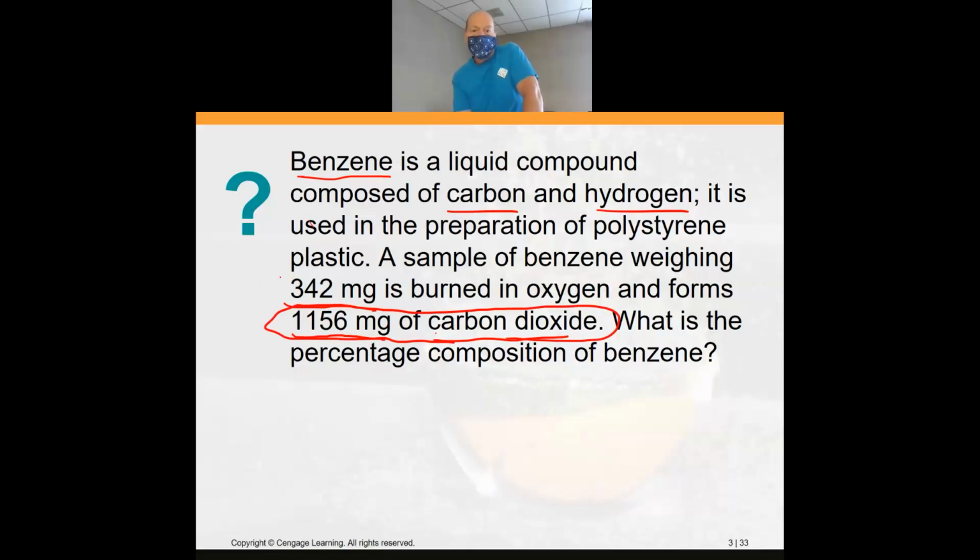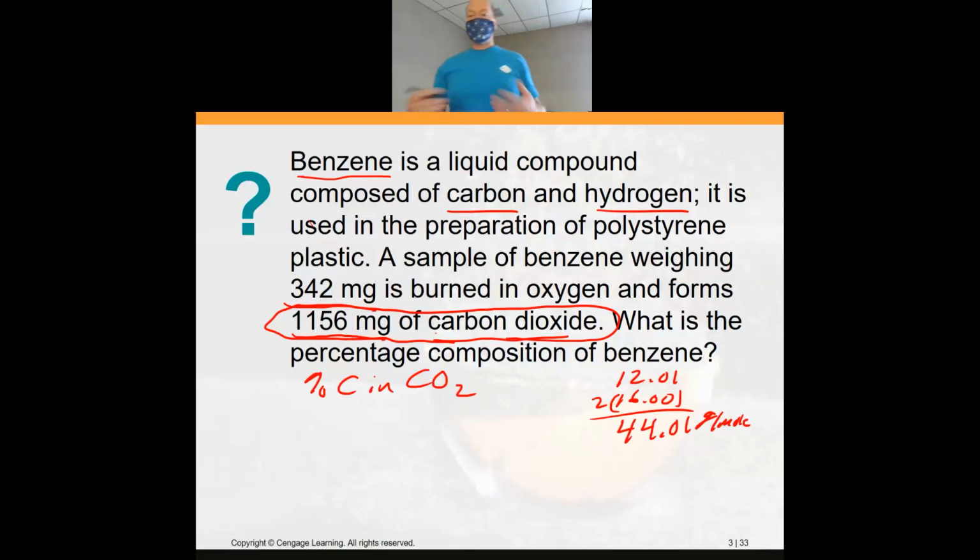We know what it is. All of the carbon in the 1,156 milligrams of carbon dioxide came from the benzene. And so we have to figure out what that is. So we need percent carbon in carbon dioxide. You take your 12.01 and your 16.00, multiply it by 2. You get 44.01 grams per mole. That's your CO2: 1 carbon, 2 oxygens, periodic table, molar mass 44.01.